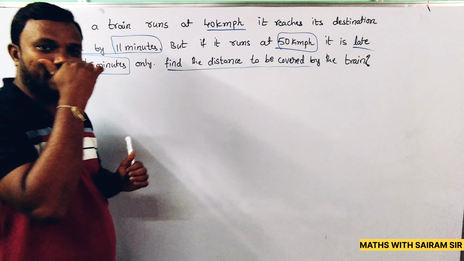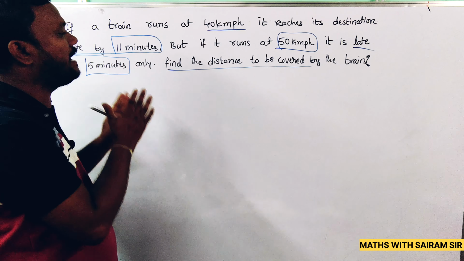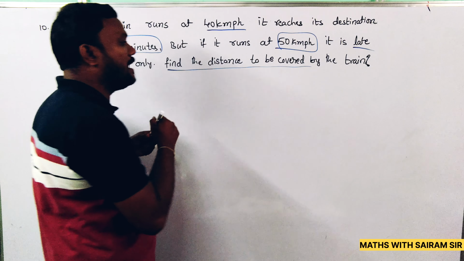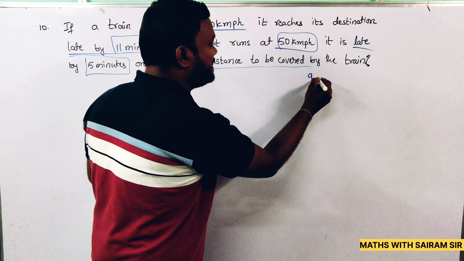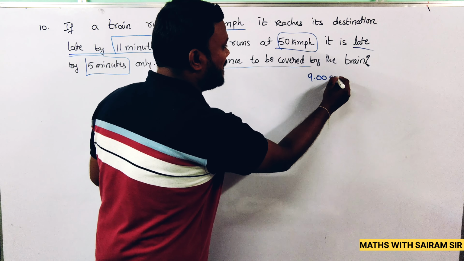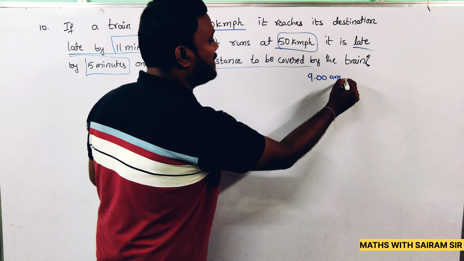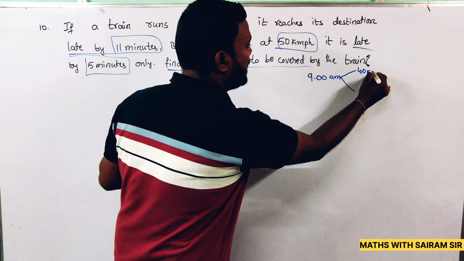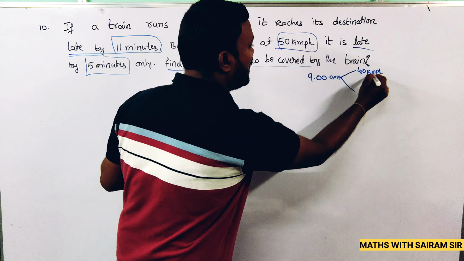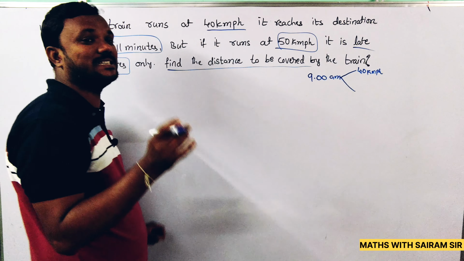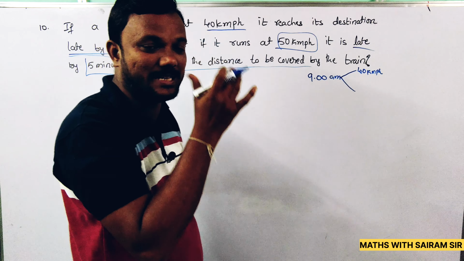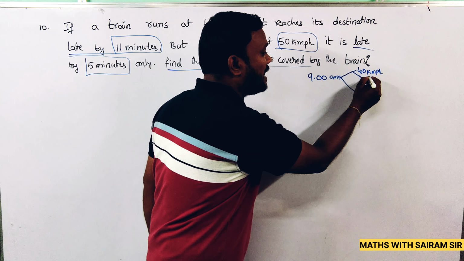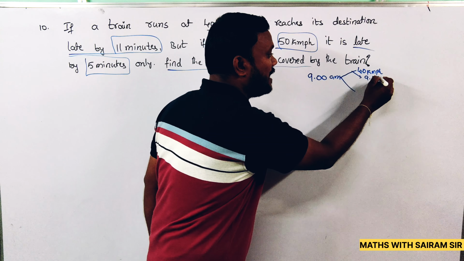Okay, firstly you need to understand the question. Suppose the train has to reach a destination at 9 a.m. But if it travels at a speed of 40 kilometers per hour, it reaches its destination 11 minutes late. That means it may reach at 9:11 a.m.